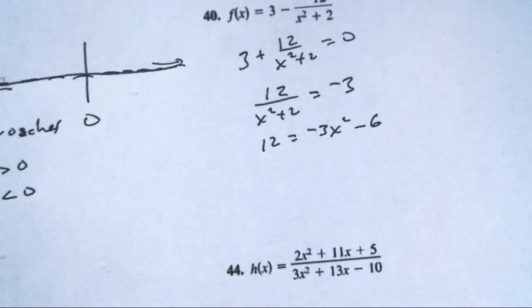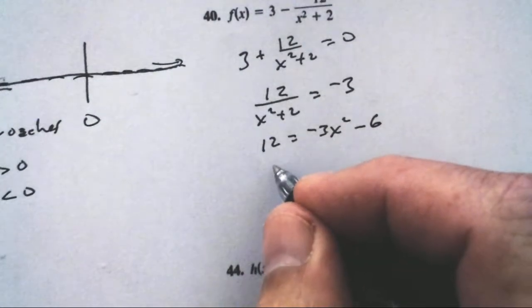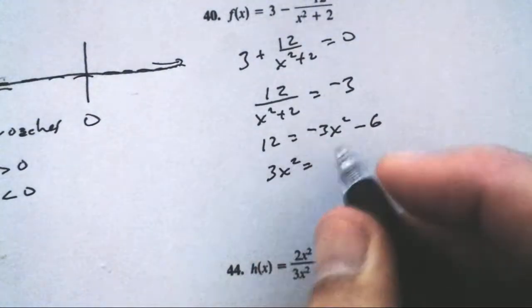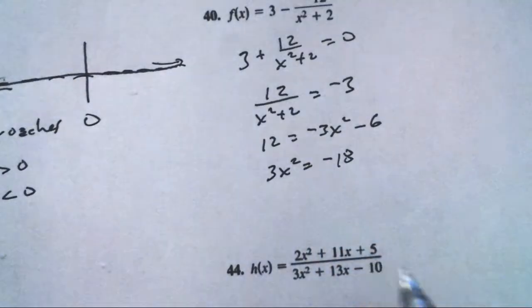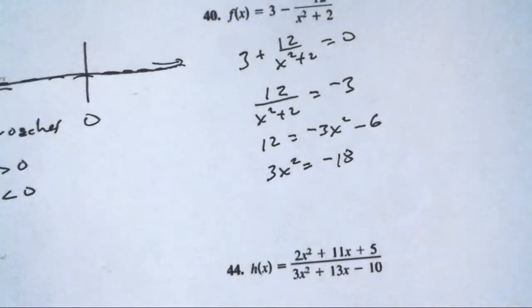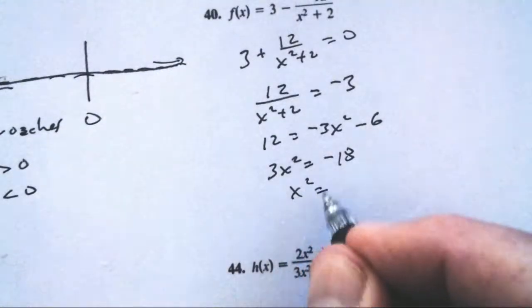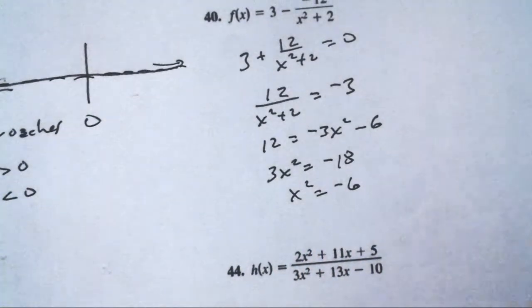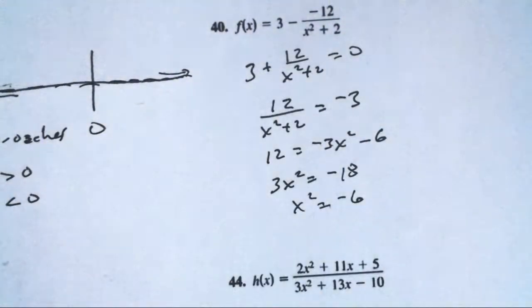I'm going to keep my x squared. Let's see, I'm going to add 3x squared to this side. 3x squared equals, subtract 12, -18 onto that side, and I get x squared equals -6, which may not happen. Therefore, we don't have any zeros of this function.